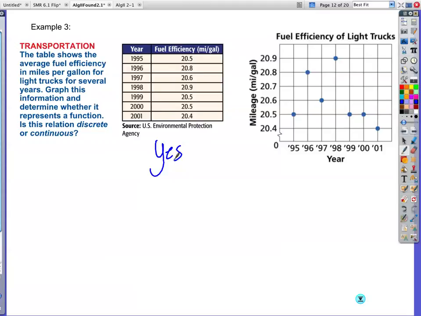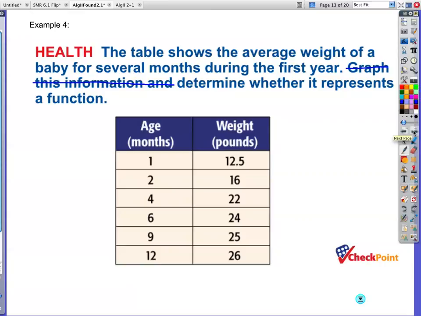Okay, is it discrete or is it continuous? Dot, dot, dot, dot, dot, dot, dot. Think of a frog jumping around on lily pads. Is that discrete? You betcha it is. So this is what we call a discrete graph. Okay? Look at this one.